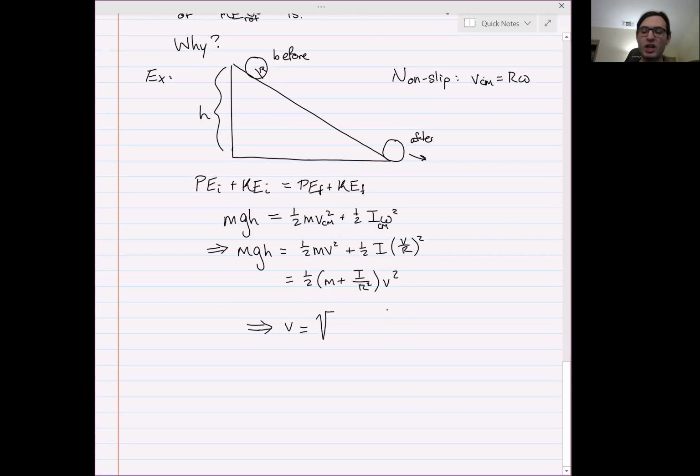So the speed that the object is rolling down the hill with, or that the cylinder, whatever it is, is the square root of 2 mgh r squared. All I'm doing is multiplying by 2, dividing by m plus I over r squared, and then I'm multiplying and dividing by r squared, just to simplify. Divided by I plus m r squared.